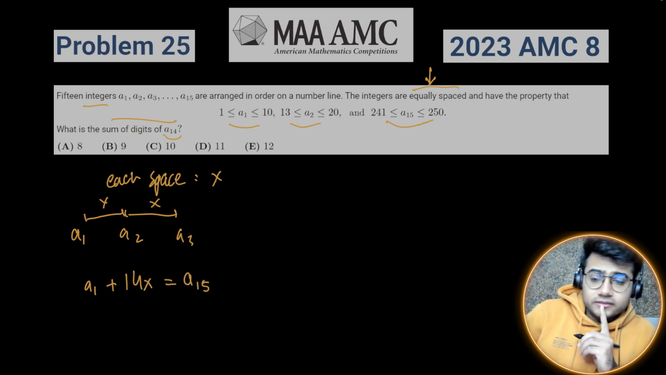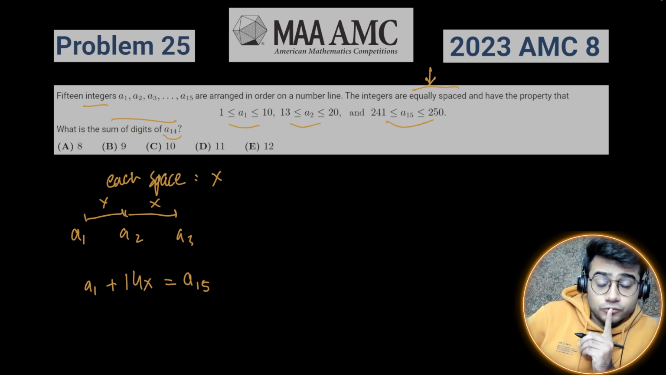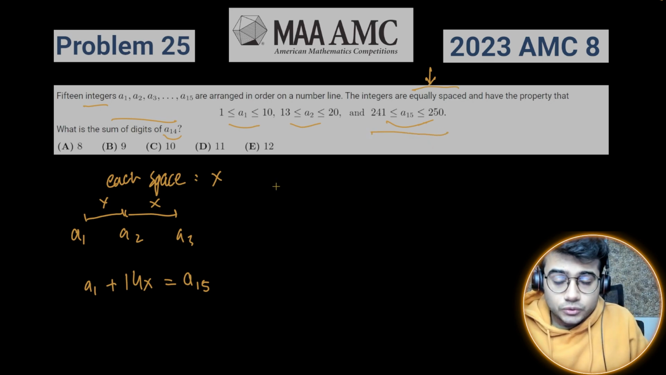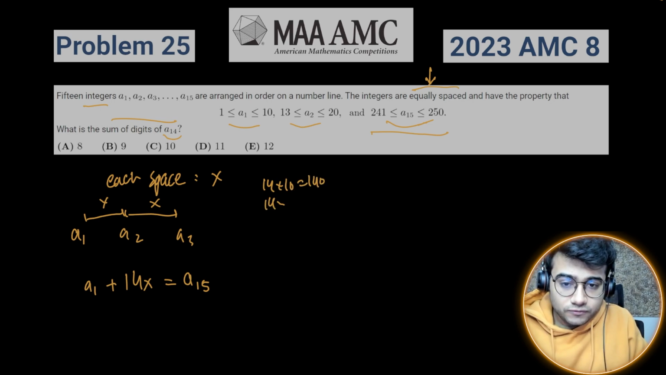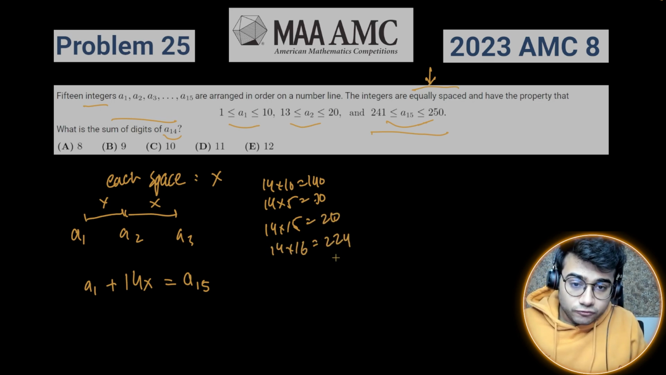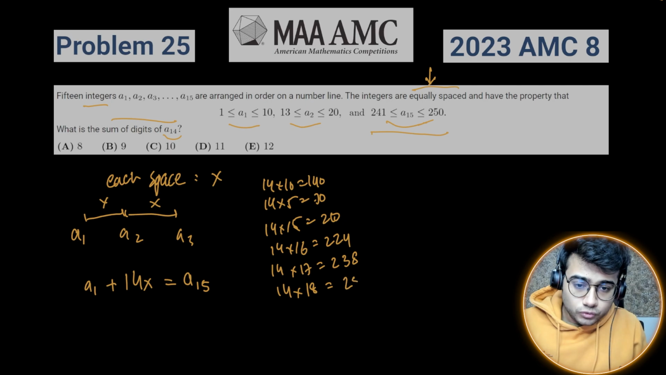Well, let's see, since this problem depends on the multiples of 14, let's figure out what multiples of 14 we have in the range of 240s to 250s. So we know that 14 times 10 is 140, 14 times 5 is 70, so 14 times 15, well, that is just going to be 210. 14 times 16 is 224, 14 times 17 is just 238, 14 times 18 is going to be 252.